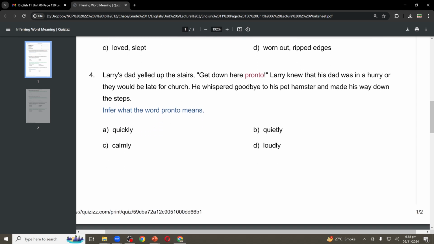Larry's dad yelled up the stairs, "Get down here pronto." Larry knew that his dad was in a hurry or they would be late for church. Now, what does the word pronto mean? Get down here pronto. Quickly, calmly, quietly, or loudly? He was getting late. He was in a hurry. So pronto here can mean quickly.